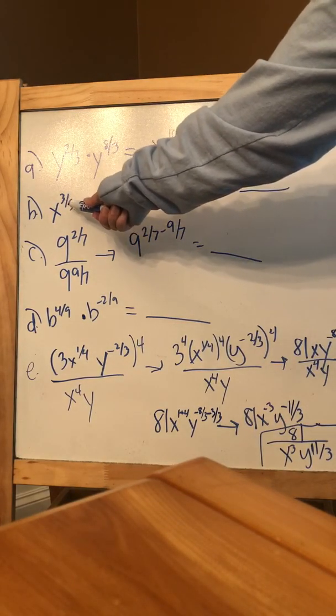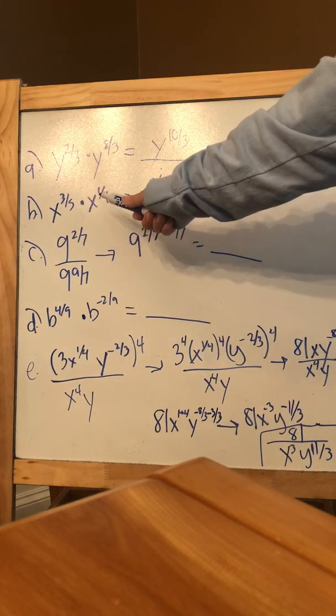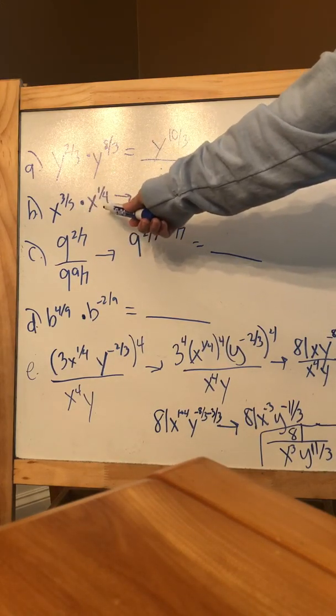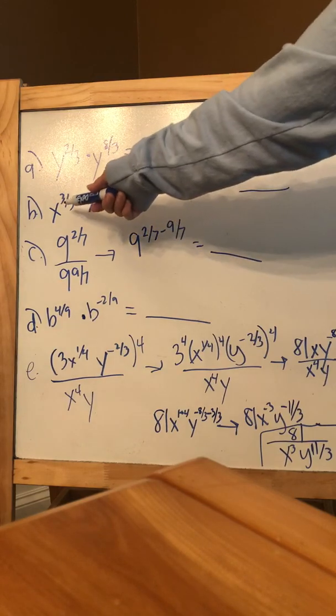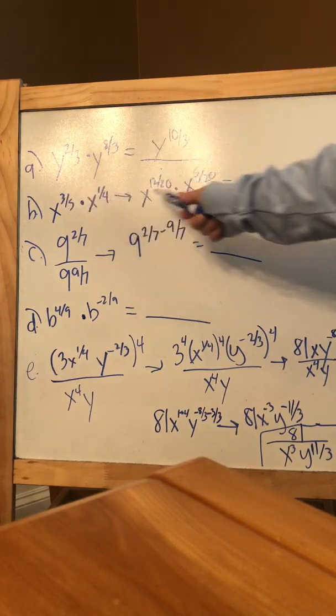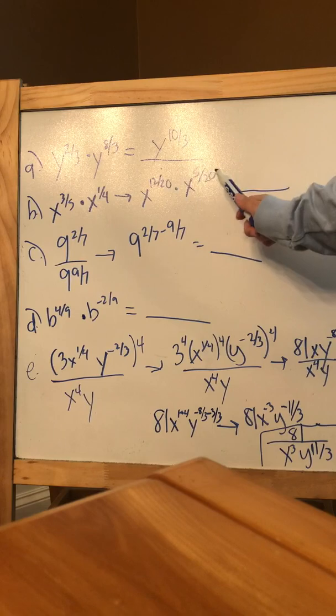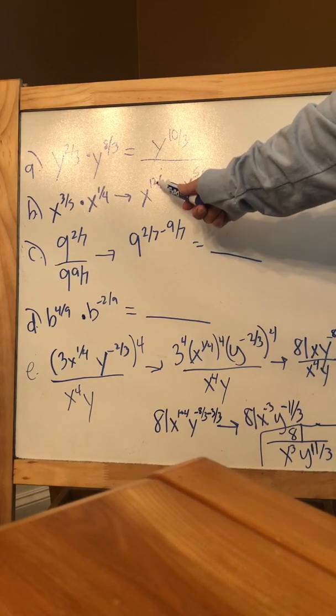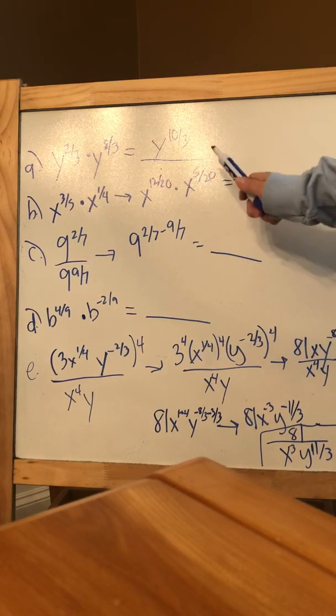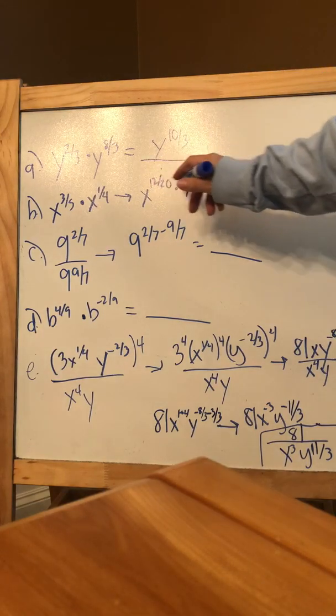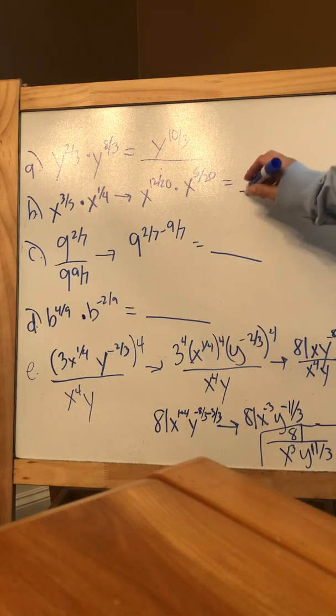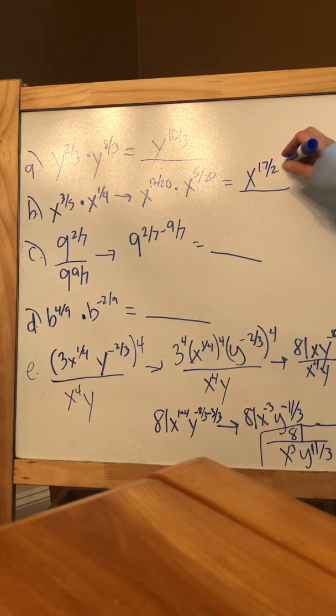Good, the next one, again, x to the 3/5 times x to the 1/4. We're going to multiply these, add the exponents. However, we have to have a common denominator, so change that to 20. So you end up with x to the 12/20 times x to the 5/20. Now you can add them straight across, x to the 17/20.